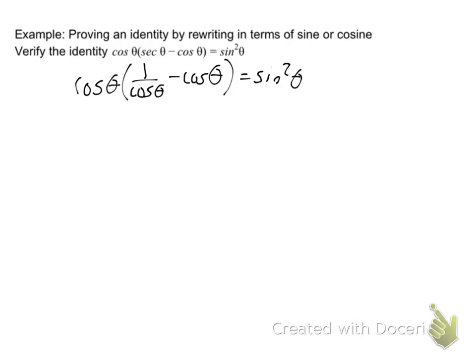Distribute the cosine. Cosine theta times 1 over cosine theta is 1. Cosine theta times a negative cosine theta is negative cosine squared theta, equals sine squared theta. Now what do I do?